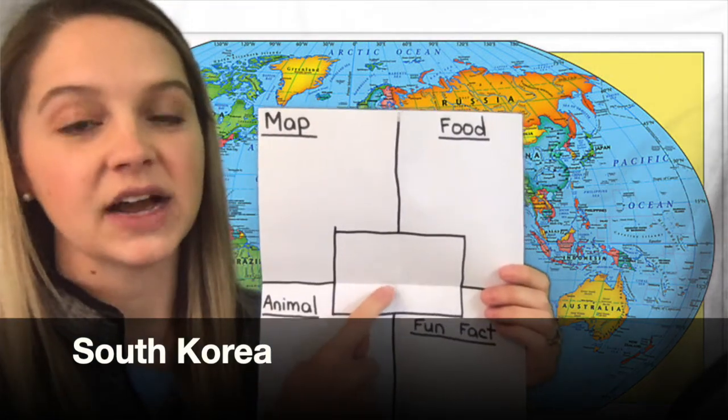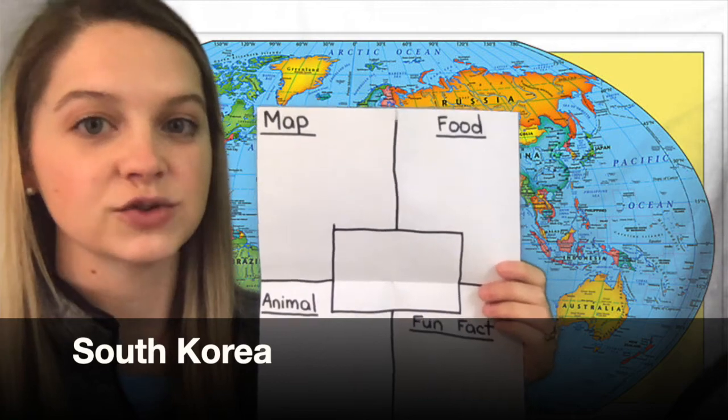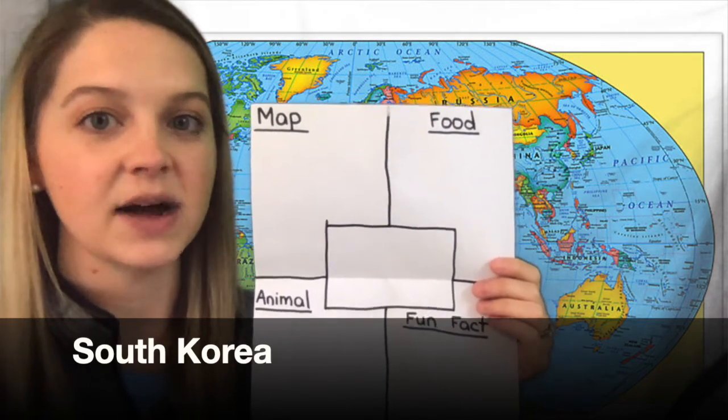South Korea is a country in the continent of Asia. It's very close to a country that we traveled to earlier, and it's very close to the country of China. We're going to be writing South Korea in the middle of our social studies journal, so go ahead and copy that down now.